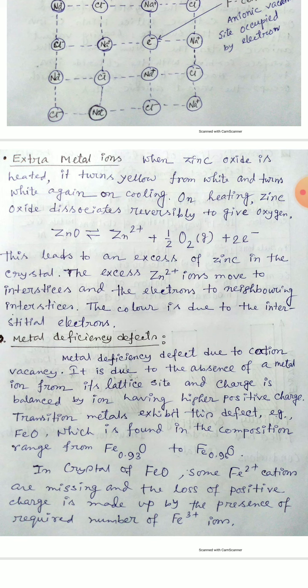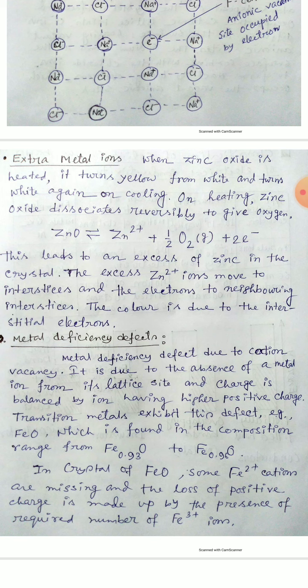It is due to the absence of a metal ion from its lattice site, and the charge is balanced by an ion having a higher positive charge. Transition metals exhibit this type of defect.